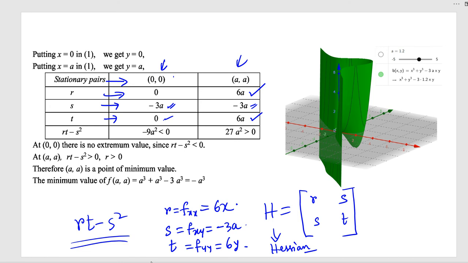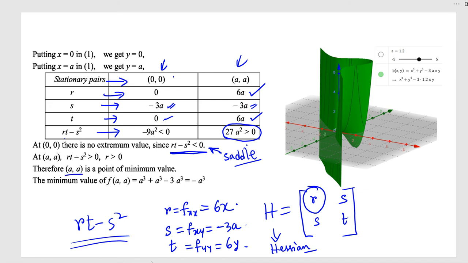So in this case, RT minus S squared, here it is greater than. So first we have to calculate whether RT minus S squared is greater than 0. If this is greater than 0, then what we have to find out is whether R is positive or negative, and based on that we decide. Since this is negative, there is no extremum, neither minima nor maxima. So this is a saddle point. (0, 0) will be a saddle point.